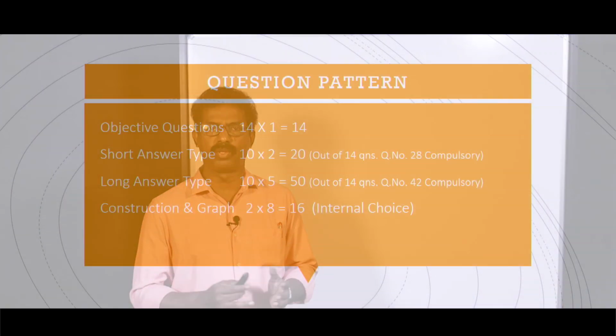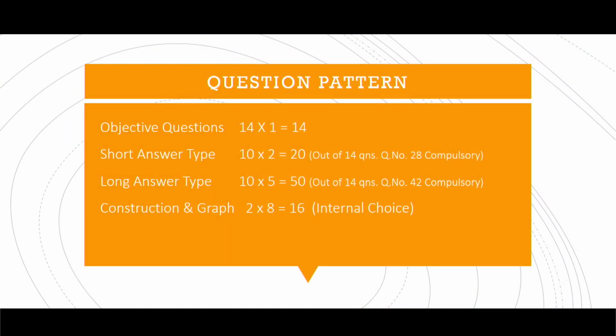All of you may be aware of that. Objective questions, totally 14 objective questions. You have to answer all the 14 questions. Each question carries 1 mark. All objective questions only, so 4 options will be given. You have to select the correct one.